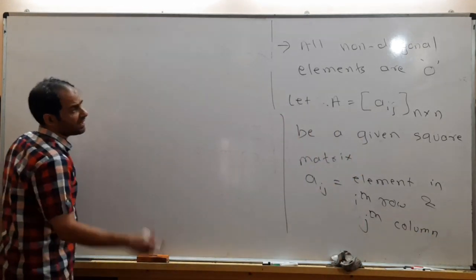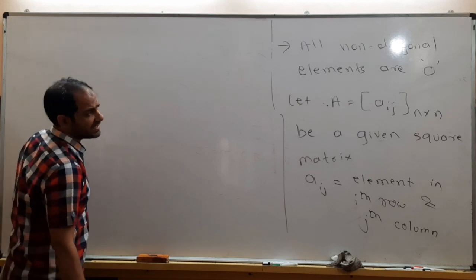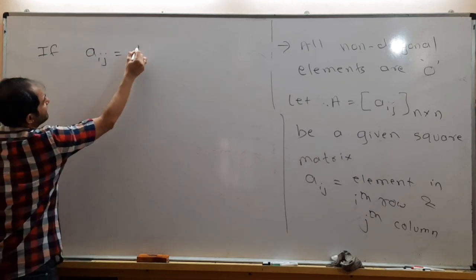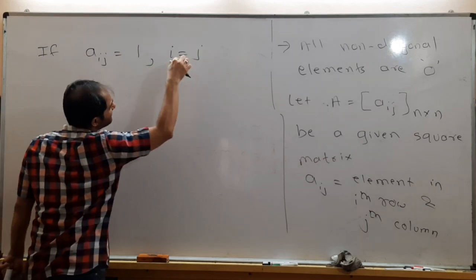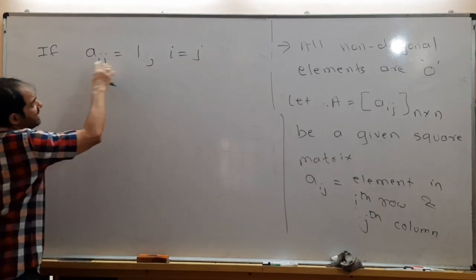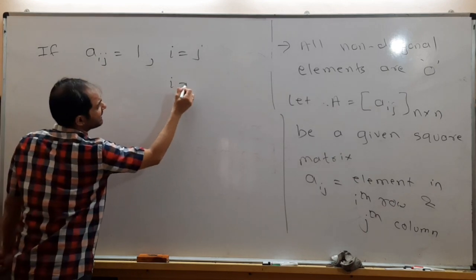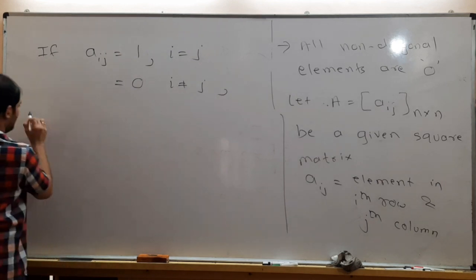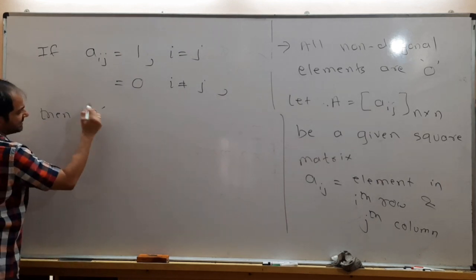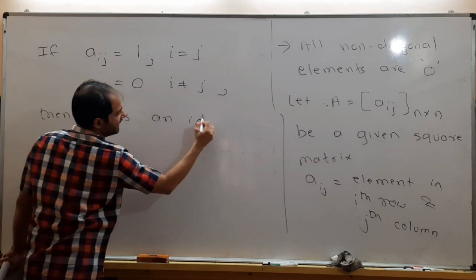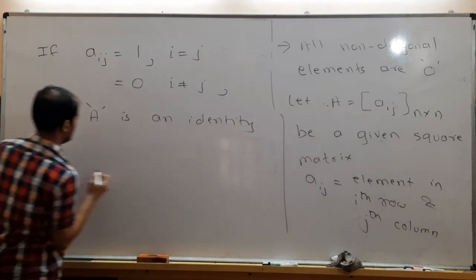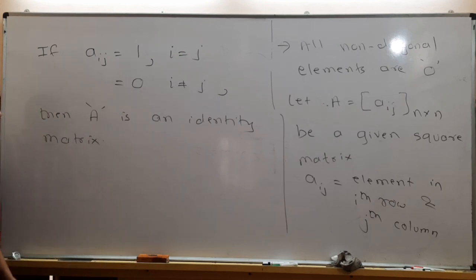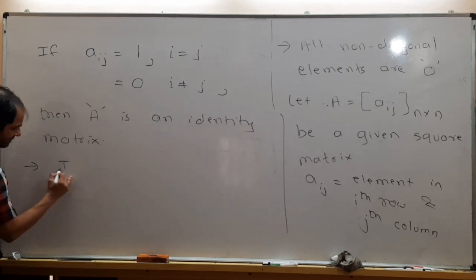So for it to be an identity matrix, if Aij is 1 for i is equal to j, means at diagonal elements i is equal to j, Aij will be 1, and for non-diagonal elements i is not equal to j, then Aij will be equal to 0. Then A is an identity matrix. I hope now it must be clear.